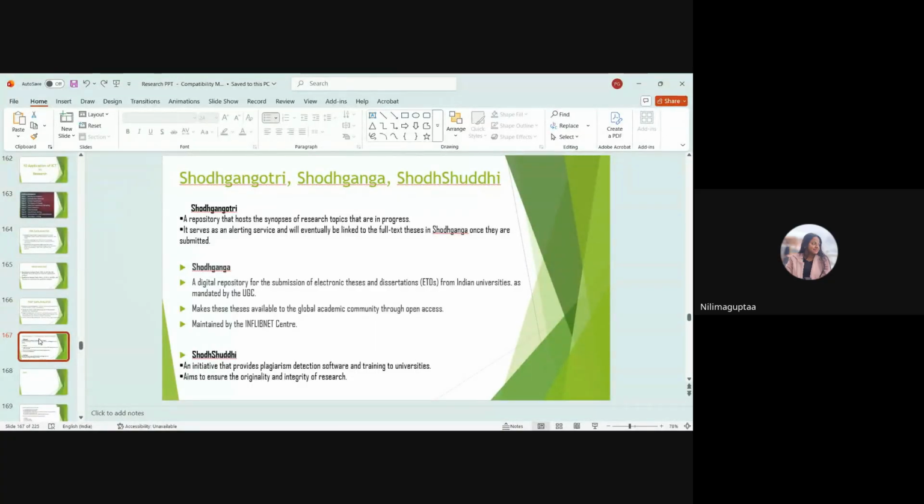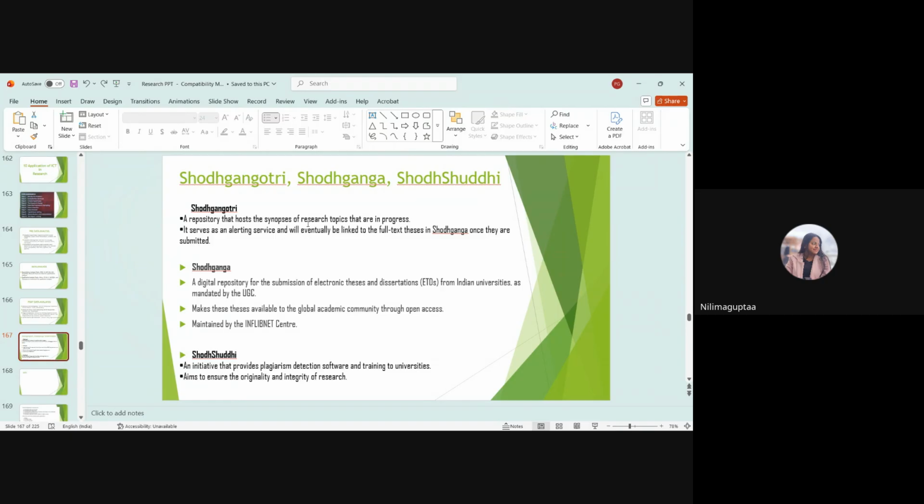Okay, so Shodh Gangotri, as we know that the Ganga originates from Gangotri. The simplest way of remembering it is that in Shodh Gangotri we have a repository of all kinds of synopses. Synopsis or the research proposal, which we discussed yesterday at the end. After the research proposal, you submit your synopsis, and on the basis of that synopsis, your further research is done if it is accepted in a positive manner.